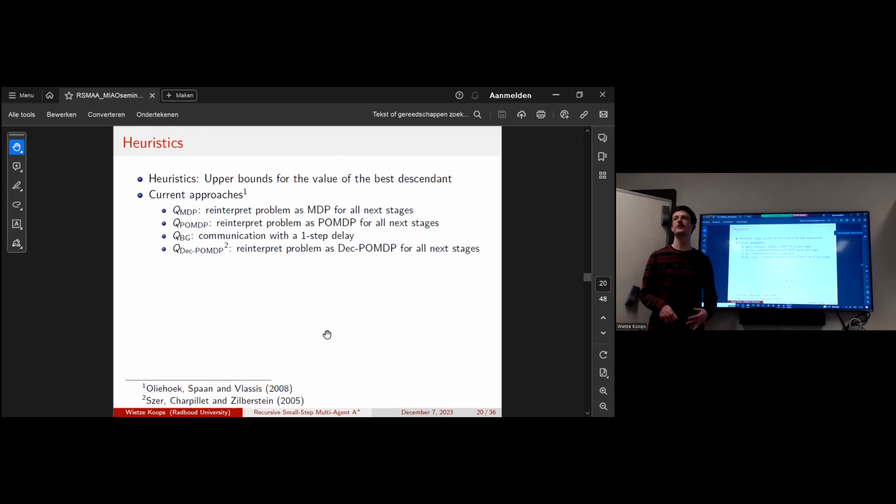Similarly, you can do this with the POMDP, so then you don't reveal the state information, and you do reveal the joint observations, which automatically also means that the agents are sort of allowed to communicate because they have the same information. They can just reason about what would be best. Then we have QBG, which is called observation games, how it's computed, which is communication with a 1-step delay. So that means that all the agents still get their own local observations, and they get the joint observations from one stage earlier. And finally, you have Q-Dec-POMDP, which means that we reinterpret the problem as a Dec-POMDP for all next stages. So then you share the joint observations once, but not anymore in stages after that.